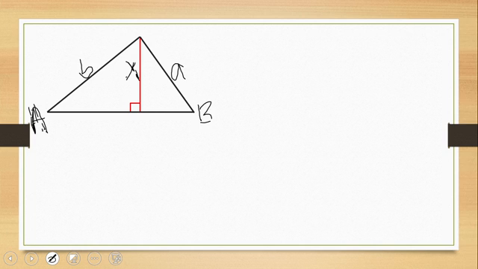Based on what we know about right triangles, we can use SOHCAHTOA to solve the right triangles. Now let's look at the triangle from the perspective of angle A. We can see that x is the opposite of angle A and b is the hypotenuse. So looking at SOHCAHTOA, we can use sine because it has opposite and hypotenuse, and here we have opposite and hypotenuse.